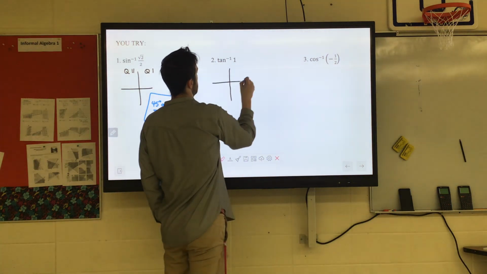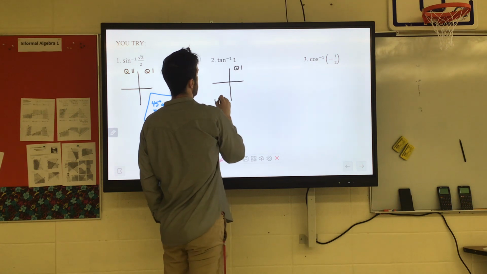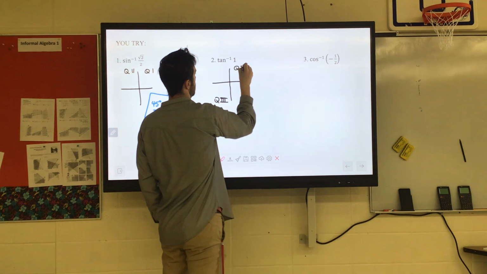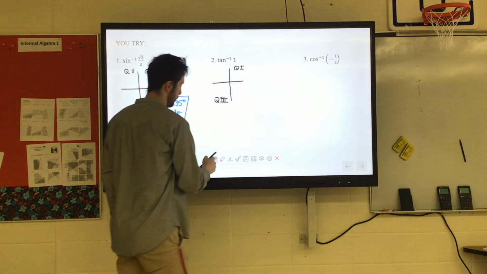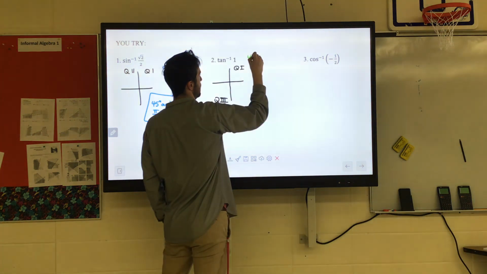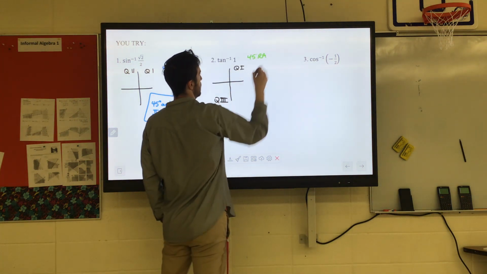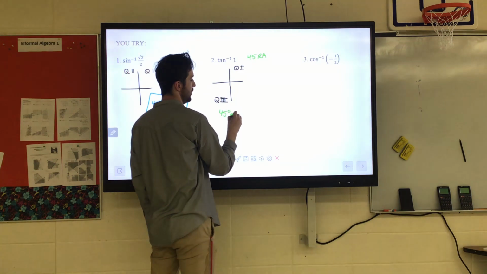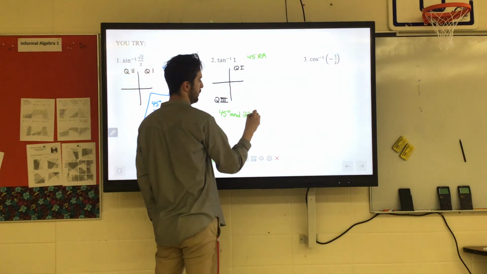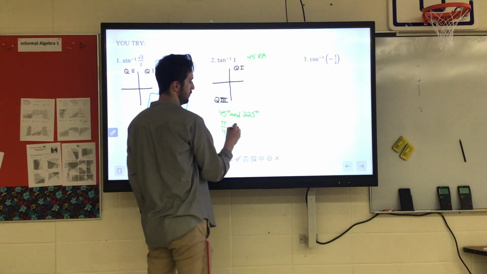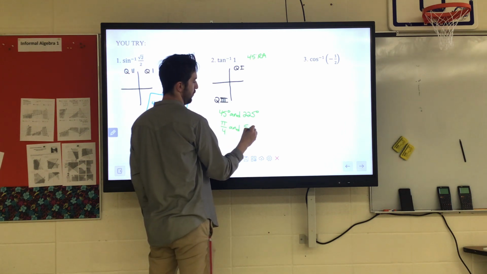Tangent is positive in quadrant 1 and quadrant 3. If tangent is 1, that has to be at that 45-degree reference angle. So in quadrant 1, that'd be 45 degrees. Quadrant 3, that would be 225. 45 is pi over 4. 225 is 5 pi over 4.